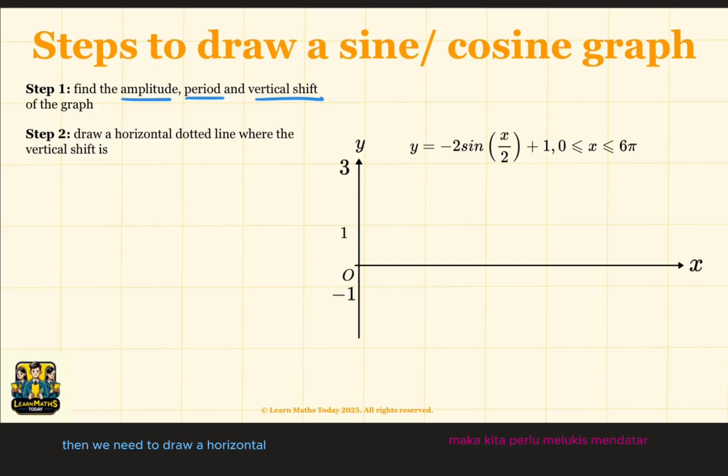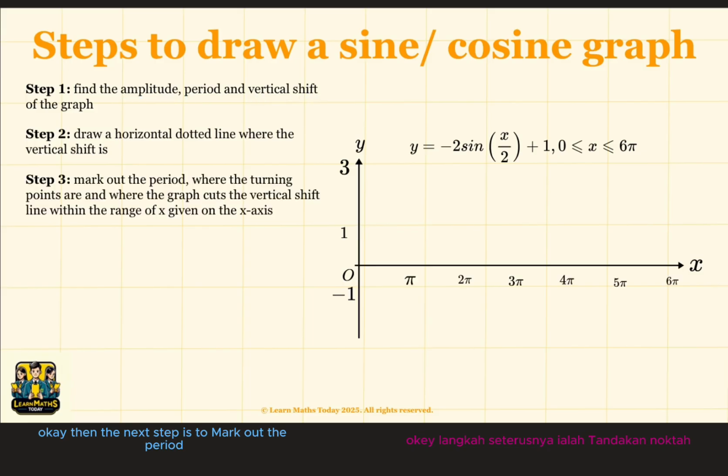Then, we need to draw a horizontal dotted line where the vertical shift is. Right? So in this case, vertical shift is 1, so I draw a dotted line at y equals 1. Okay? Then the next step is to mark out the period.